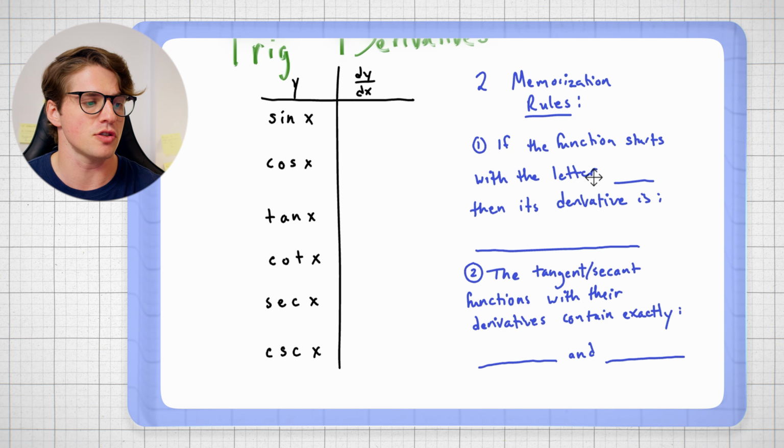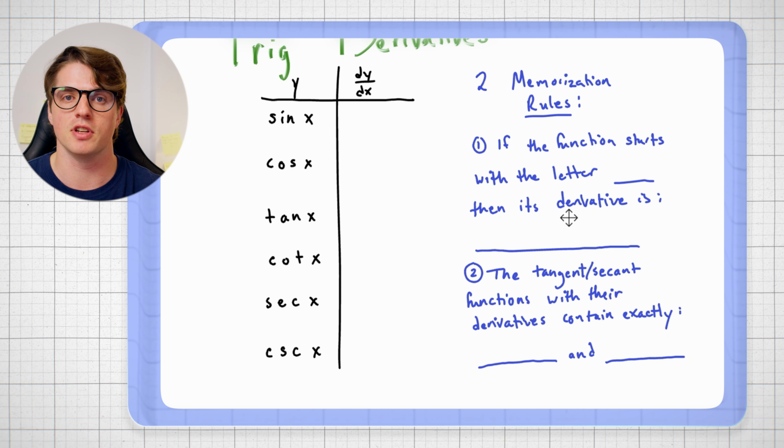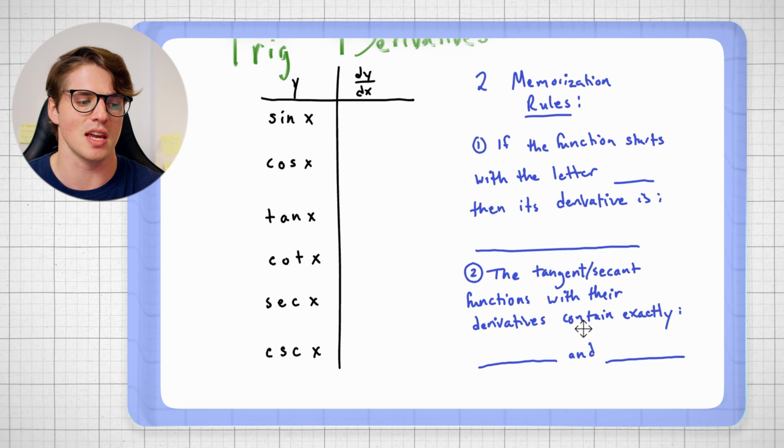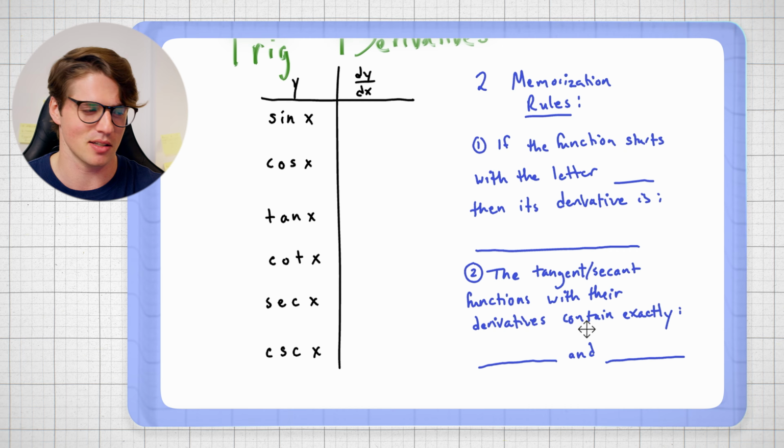If the function starts with the letter blank, then the derivative is blank. Okay, so I want you to try to solve this rule for us. And the other one is the tangent and secant functions with their derivatives can contain exactly blank and blank. Okay, we're going to see if we can come up with these rules.